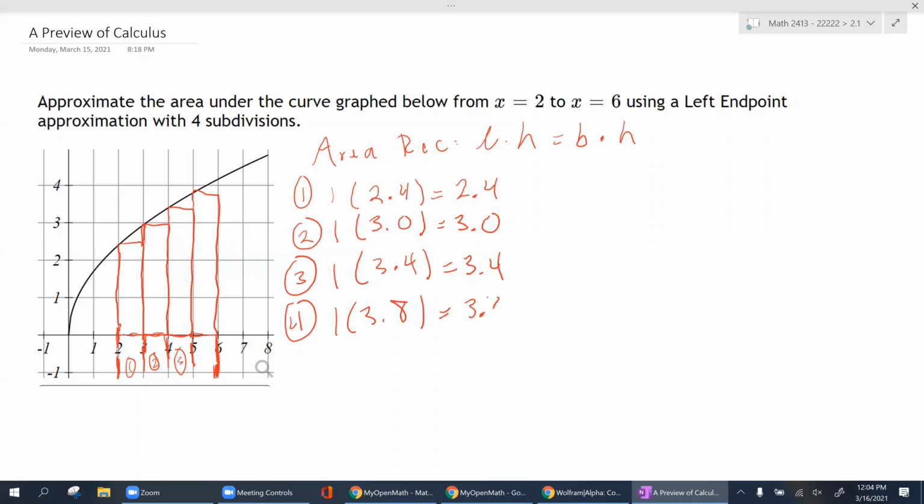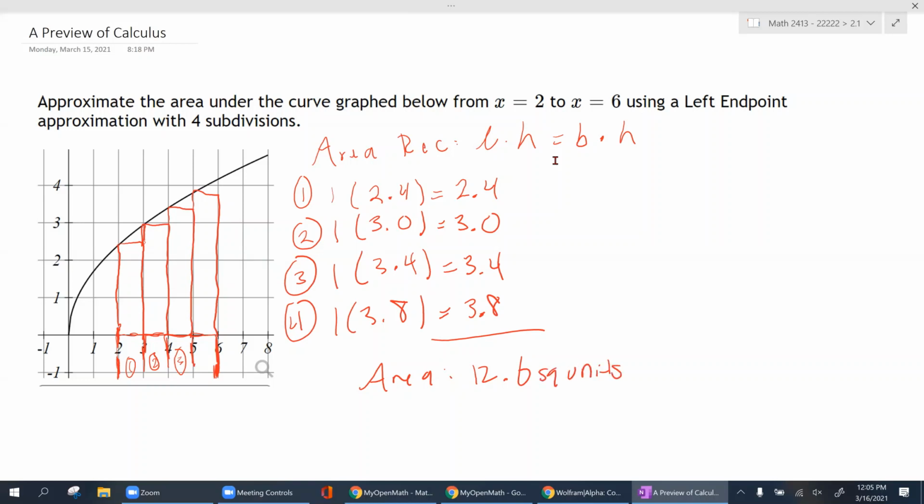I want to know the entire area under that. So all I'm going to do is add these up together. My area is 3.8 plus 3.4 plus 3 plus 2.4, and I get my value to be approximately 12.6 squared units.